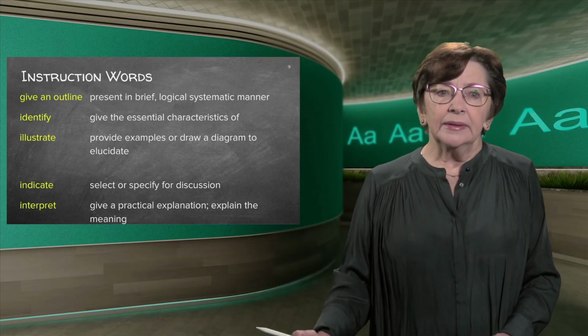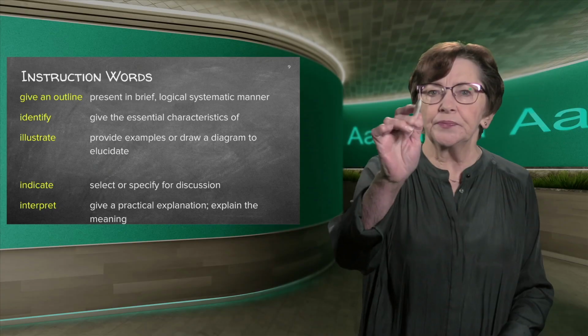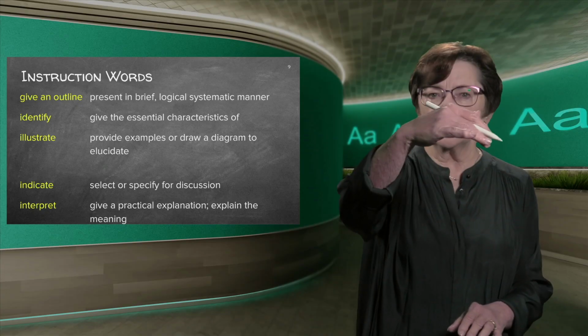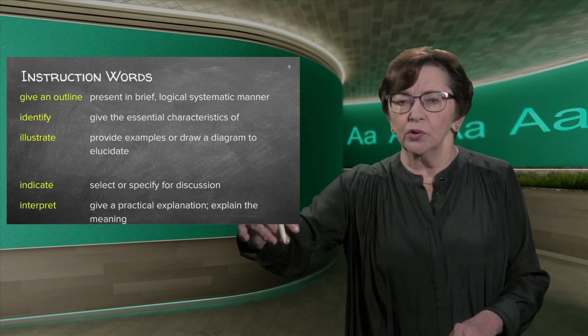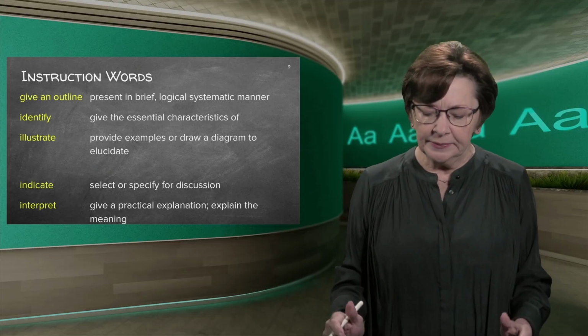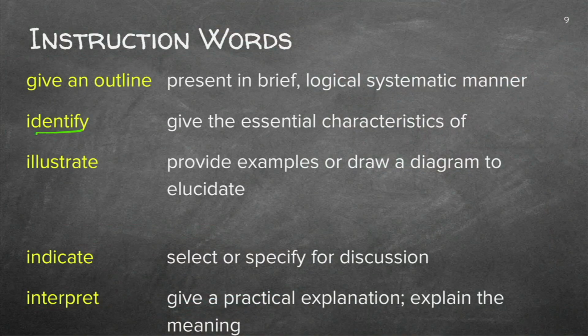So then give an outline is easy enough. Just give a brief outline in a systematic way. It starts here, it goes on there, it moves towards something else. It's an outline, literally, you can picture it. Identify means to pinpoint. Identify something. Out of all these objects, identify the apple. Aha, that one. Okay? And you look at the essential characteristics of a thing in order to identify.